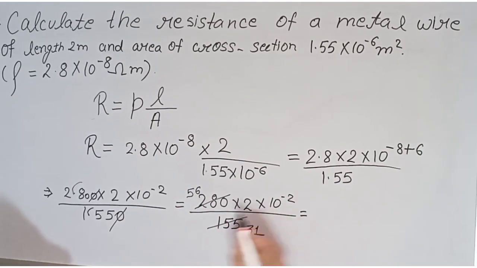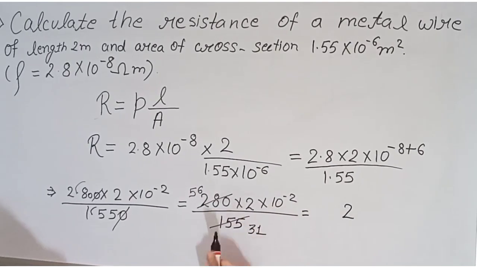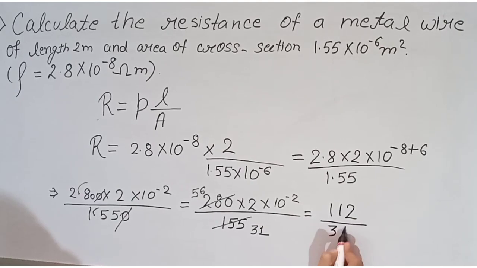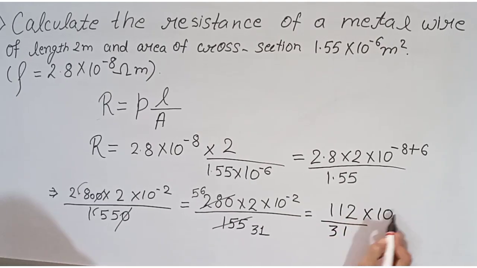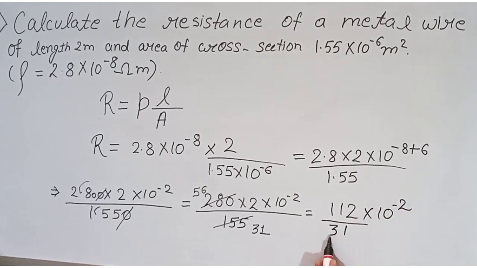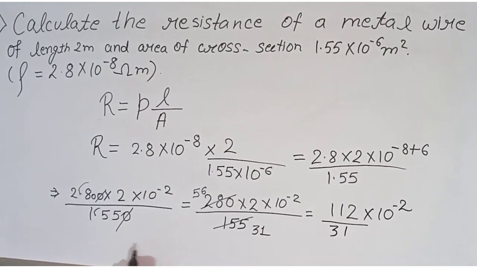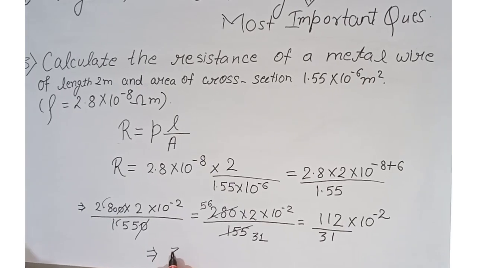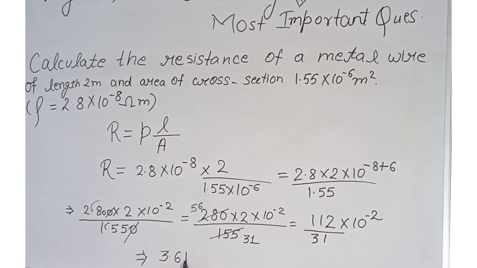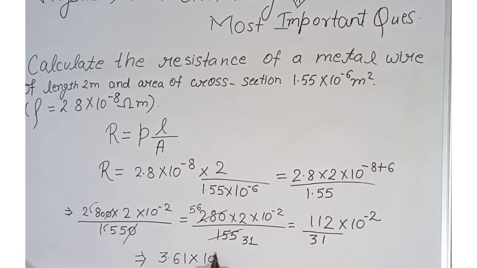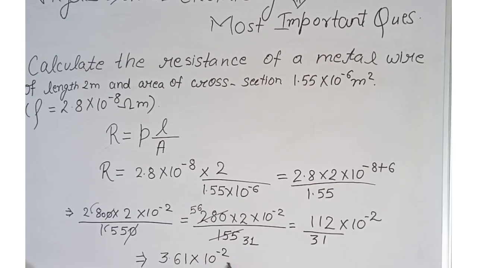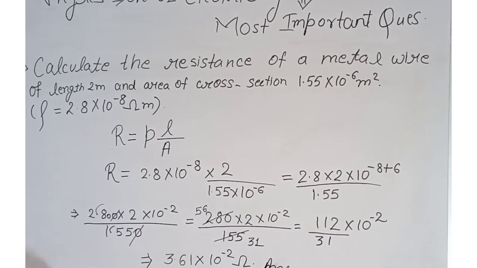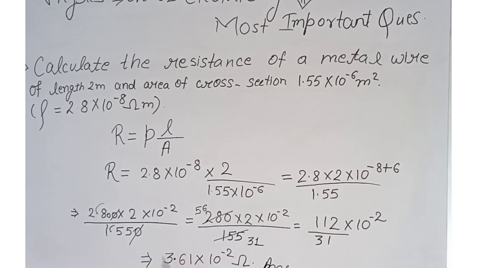Okay, so by solving this question, the answer will become 3.61 into 10 to the power minus 2 ohm. And what is ohm? Ohm is the SI unit of resistance. You have to also write SI units, because if you do not write the SI unit, your 1 mark will be deducted. So when doing numericals, always keep in mind that you have to write the SI units.